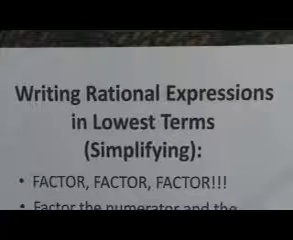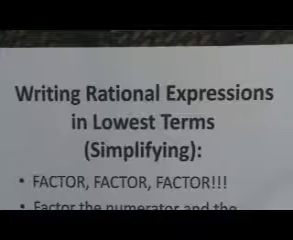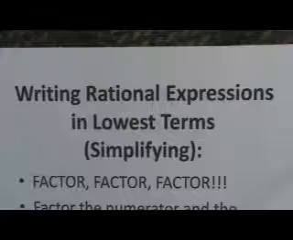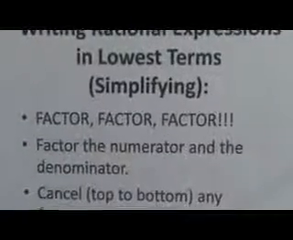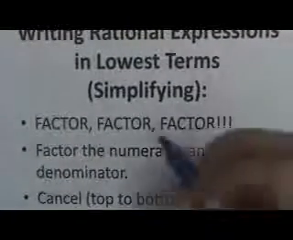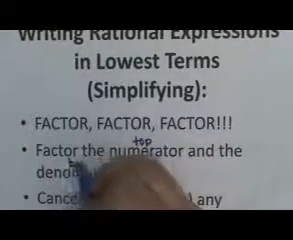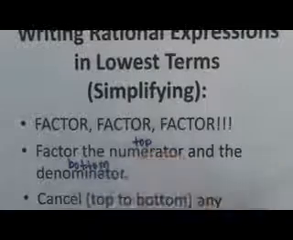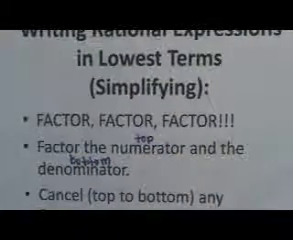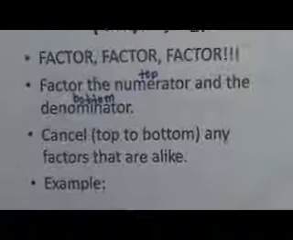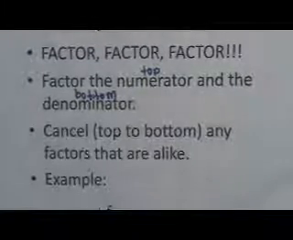Alright, now that we know what a rational expression is, let's talk about writing them in lowest terms or just simplifying them. The biggest thing to remember here is to factor. You're really going to need to use your factoring skills to simplify here. So factor everything. Factor the numerator and the denominator. Remember, the numerator is that stuff on top, and the denominator is that stuff on the bottom. Factor both of those, and then cancel top to bottom any factors that are alike.